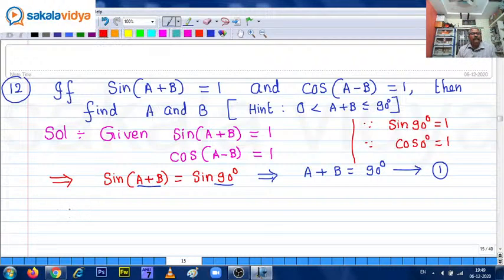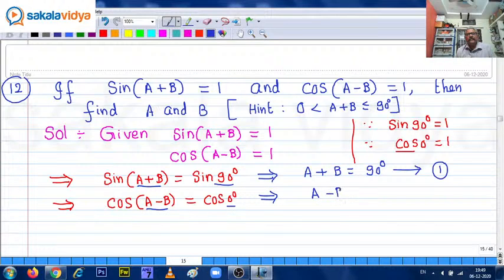So now cos of a minus b equals 1, which should be replaced in terms of cos, that is cos 0 degrees. So comparing here, a minus b equals 0. That implies a minus b equals 0 degrees. So solving 1 and 2, we get both the values of a and b.